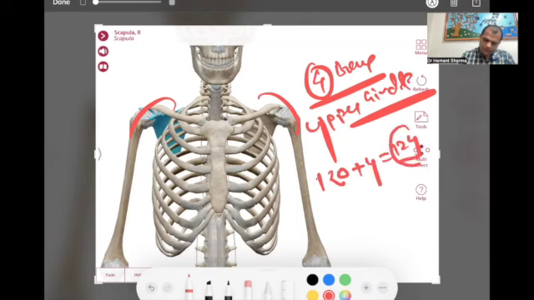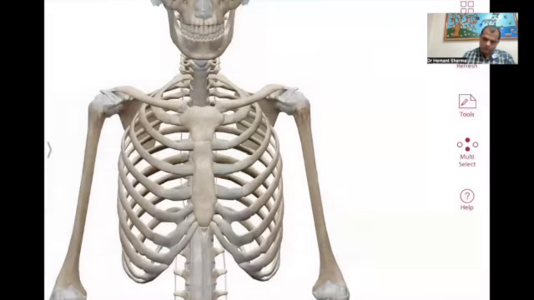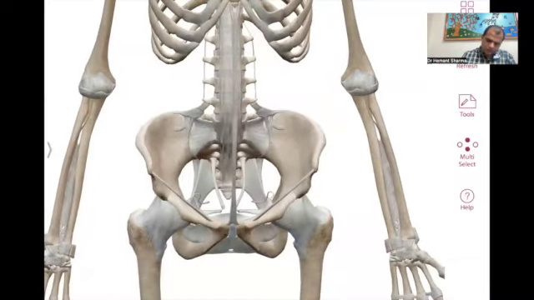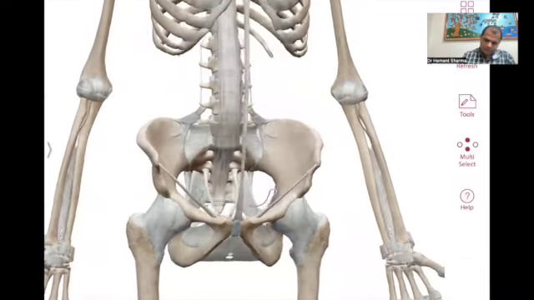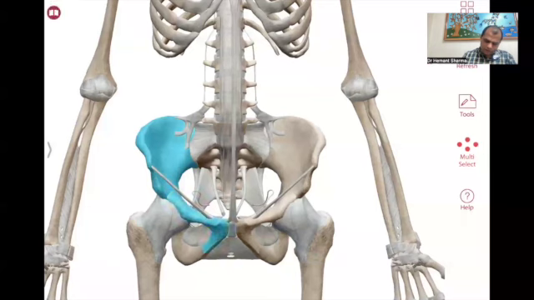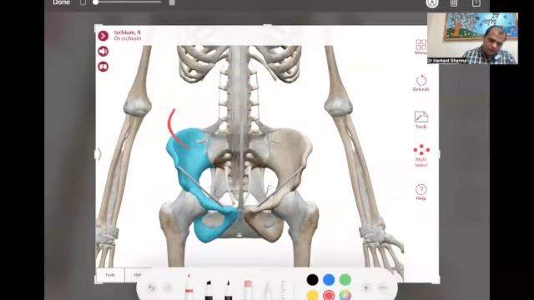Only two bones are left. So now we are going down in the hip bone. So we see this is the hip bone on the one side, right? So this is the right hip bone, and this is the left hip bone.